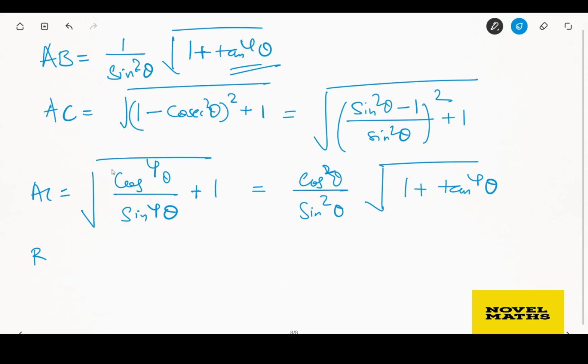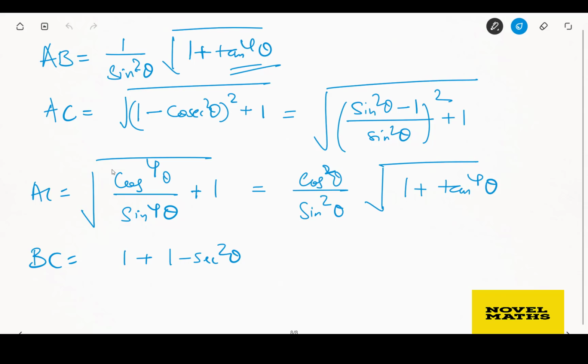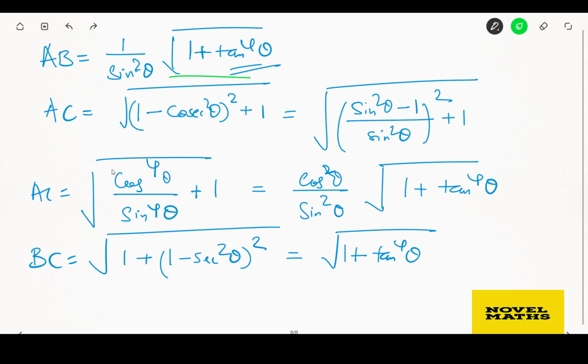What about BC? BC will be 1 plus 1 minus sec square theta whole square. You can go back to the points: we are on BC, so 1 minus 0, and 1 minus sec square theta is minus tan square theta. If you see carefully, this part is common, the square root of 1 plus tan 4 theta. Can we add two distances and get the third? If that is true, that means these points are collinear.